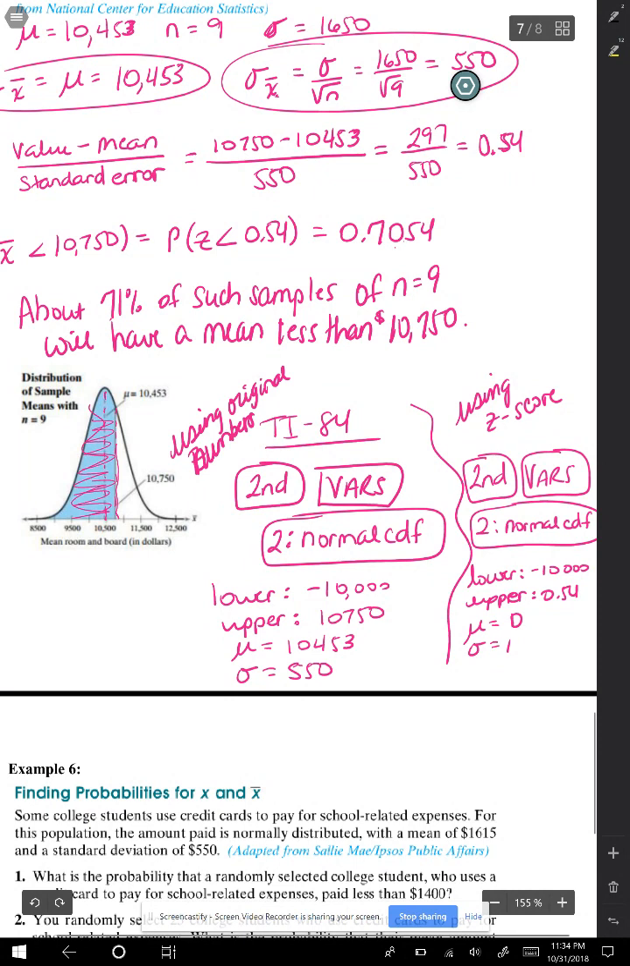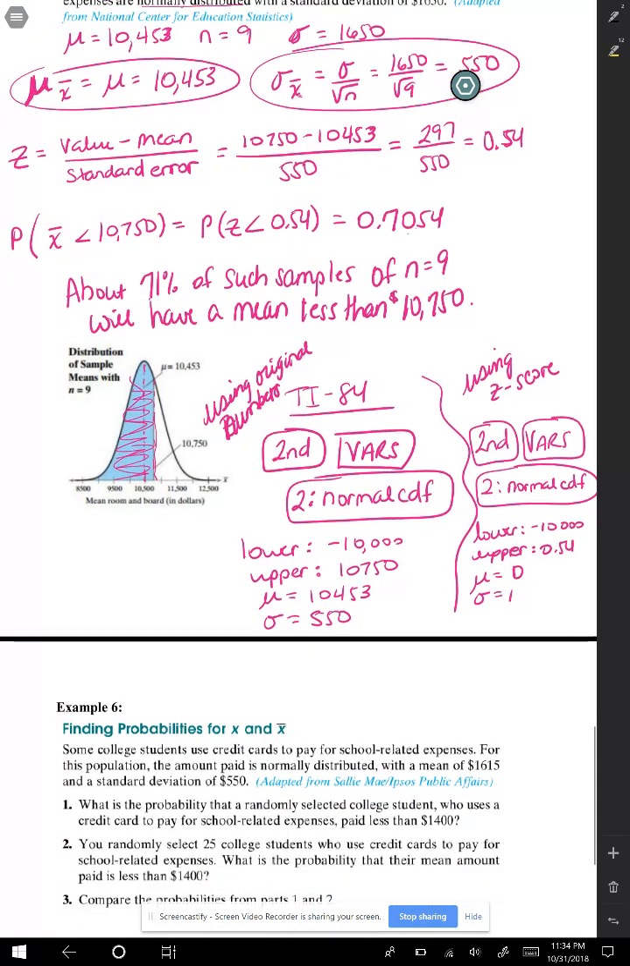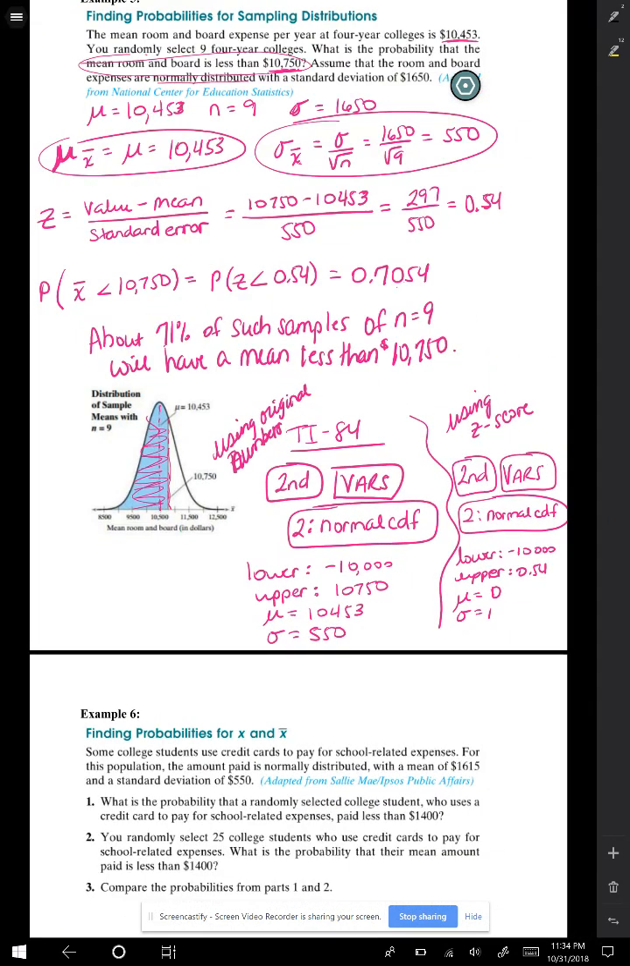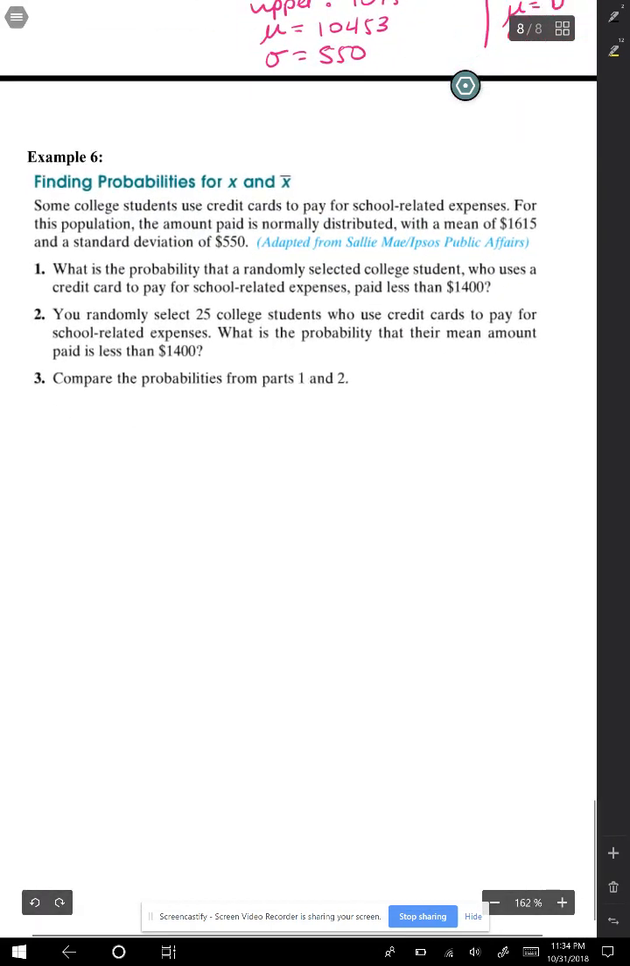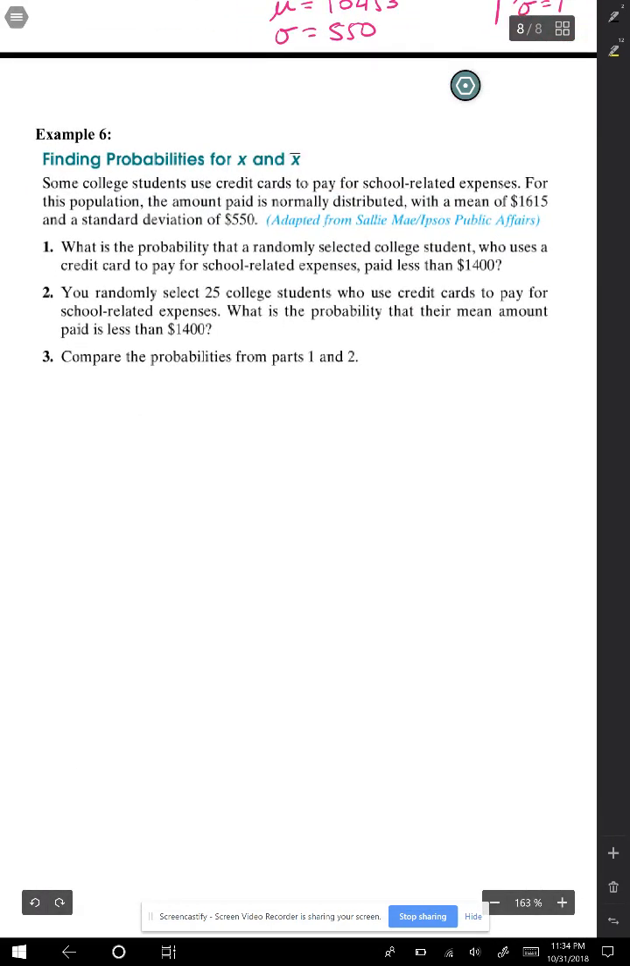So there are 2 different things you can do on the TI-84 to help you calculate those probabilities. These are some of the same keystrokes that we used earlier in Chapter 5. All right, the very last example for Section 5.4 and for Chapter 5, because after 5.4 we have another test coming up over chapters 4 and 5.